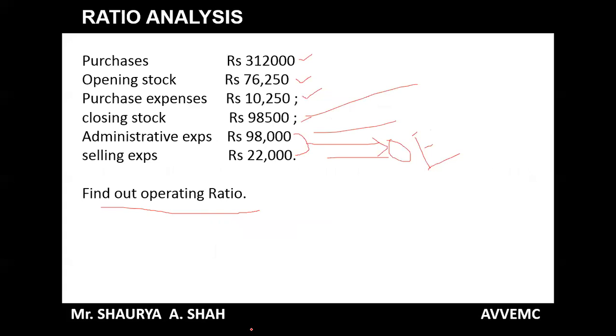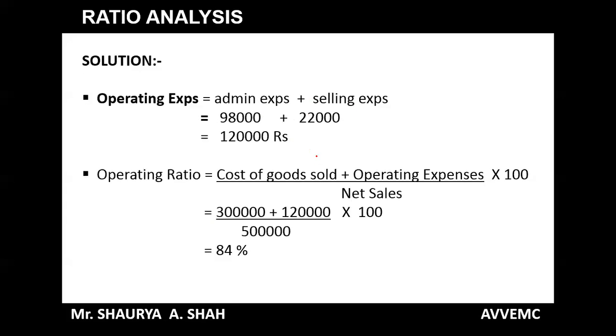Okay, net sales is missing in the sum. Fine. Just calculate it according to the formula, then check the solution for it. I suppose everyone is clear with this formula. Fine, moving ahead.